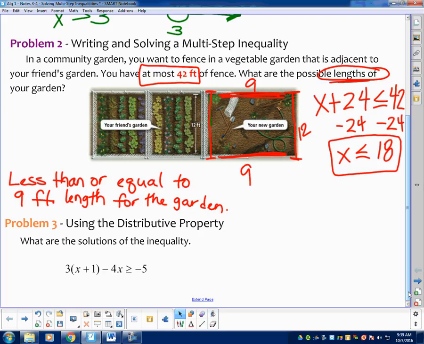Okay, now down here, what should I do first with this inequality? Sam? Distribute the 3 to the 1. Yep, and don't forget to do it to the 1. Some of you guys are still forgetting: you do 3x, and then you forget to distribute to the 1. So that gives me 3x plus 3.